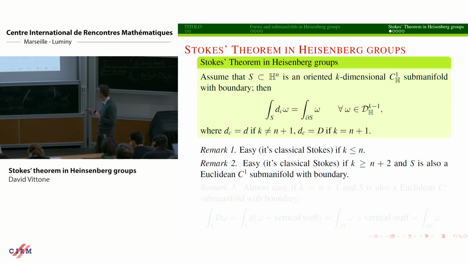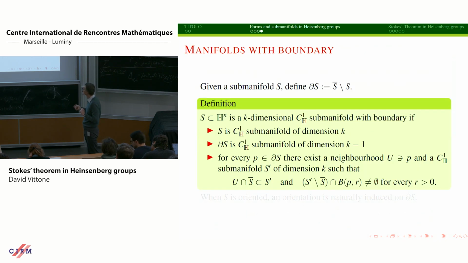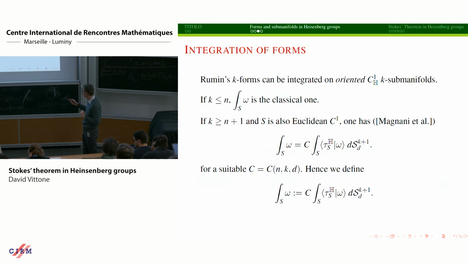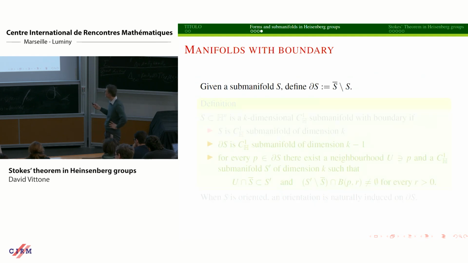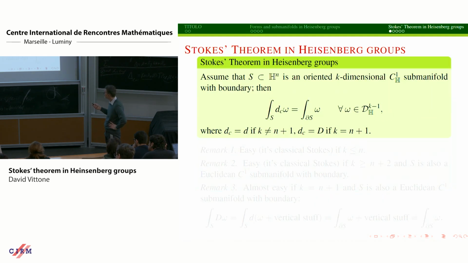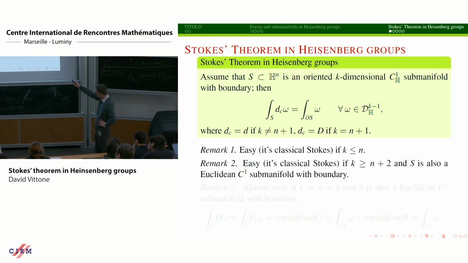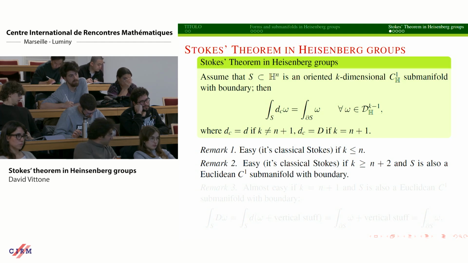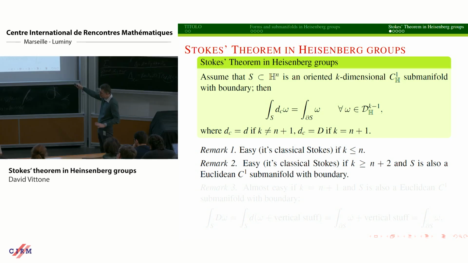And that's essentially because we have this formula, right? So the definition, this guy is the classical one. The integration is the classical integration of forms. So in the setting of remark 2, Heisenberg Stokes is really classical Stokes. So we have Heisenberg Stokes when S is not just C1H but also Euclidean C1.